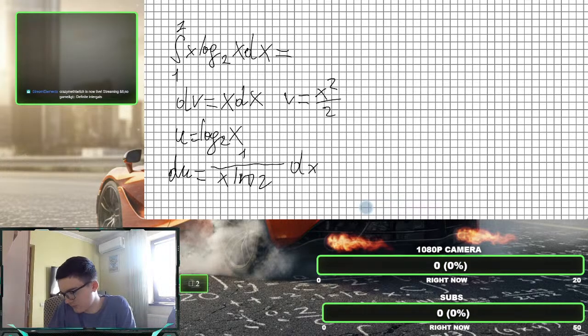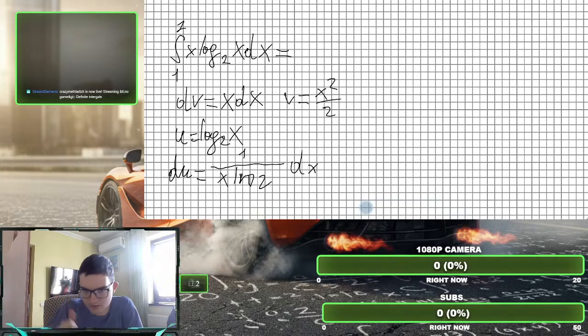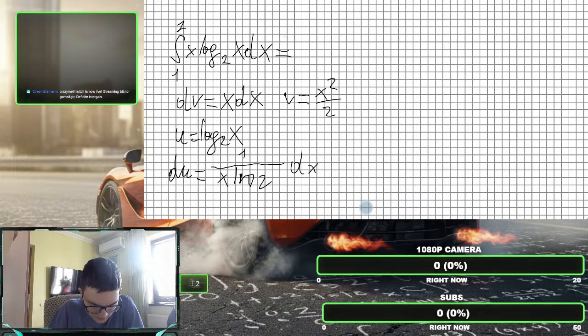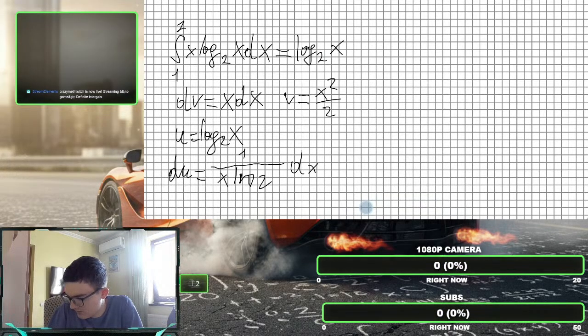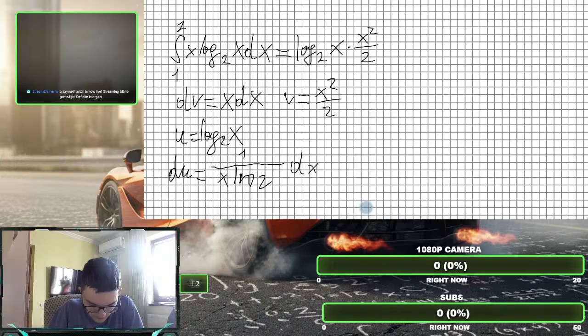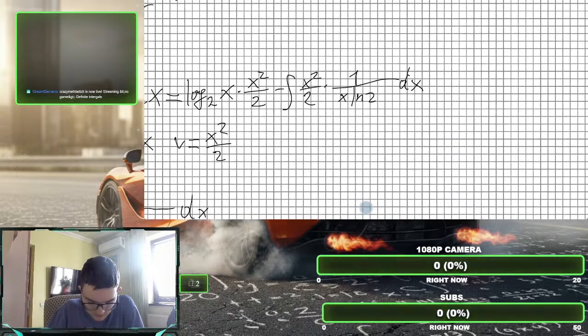Now I got the integration by parts formula, which will be u, I have it here, log 2x times the v, so times x to second power divided by 2, minus integral and v once again, x to second power divided by 2, times du, so times 1 divided by x ln 2 dx. This is what I have so far.